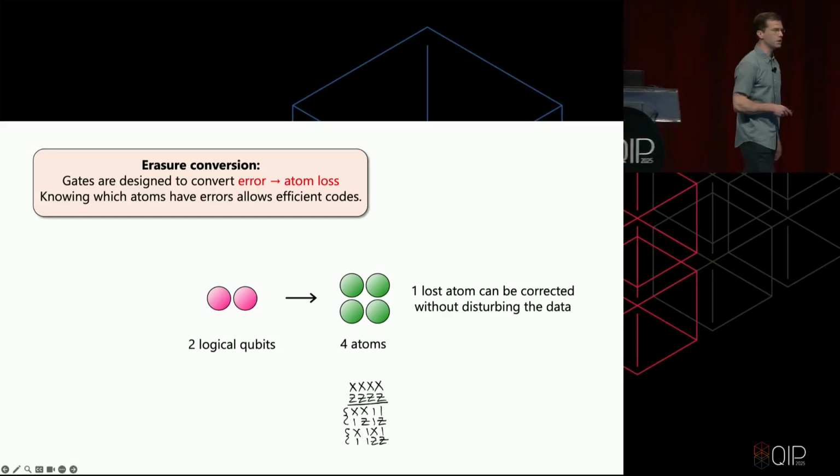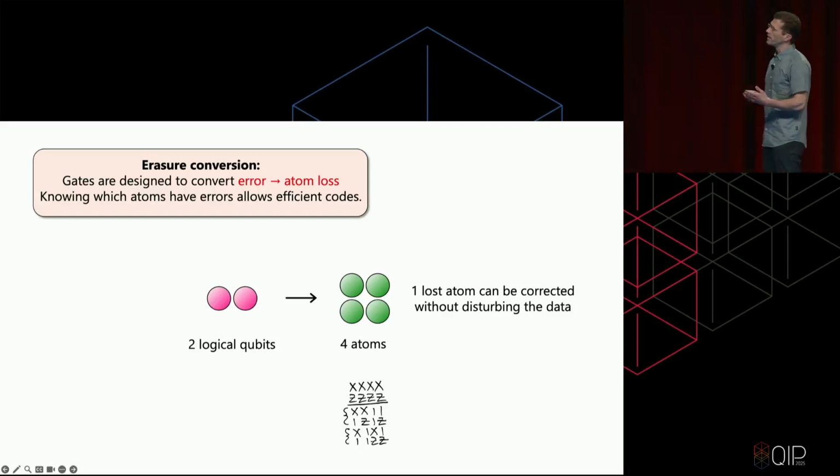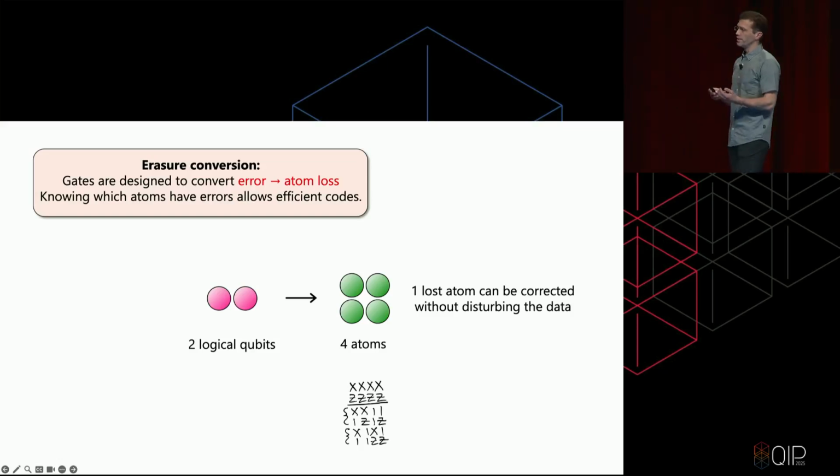Well, an interesting feature of this device, which comes down to the physics, is that the gates are designed so that a lot of the 2-qubit error is converted to atom loss. And you can think of this as actually a feature of the device because they have the ability to detect, to image, to measure atom loss.